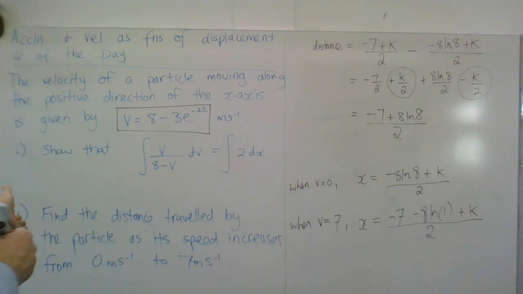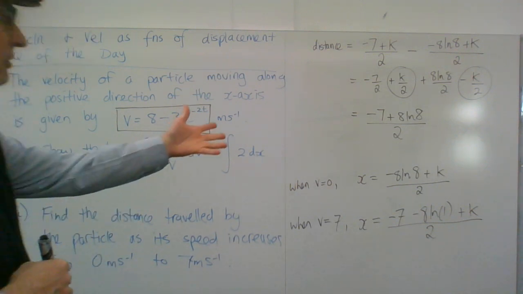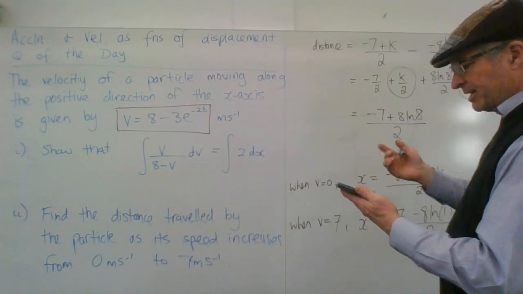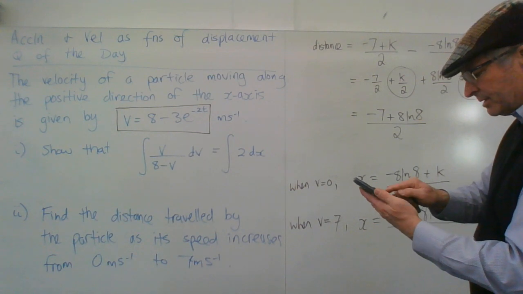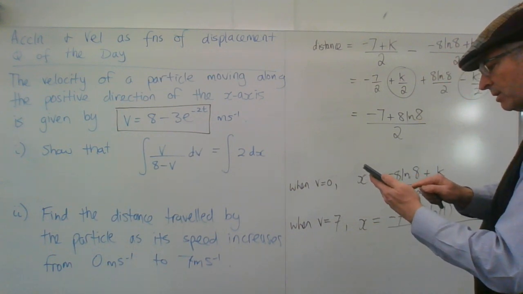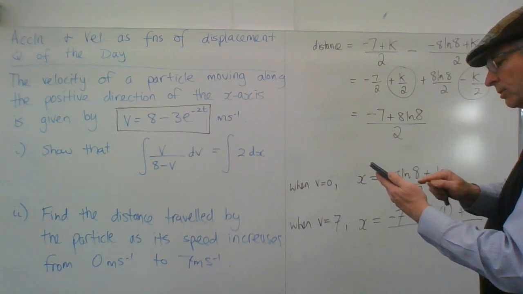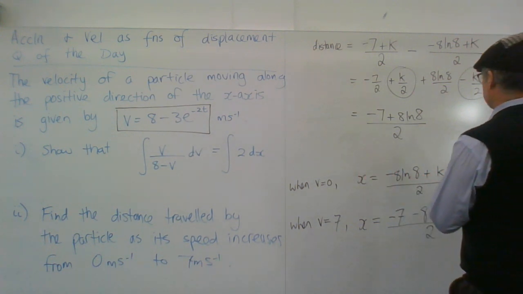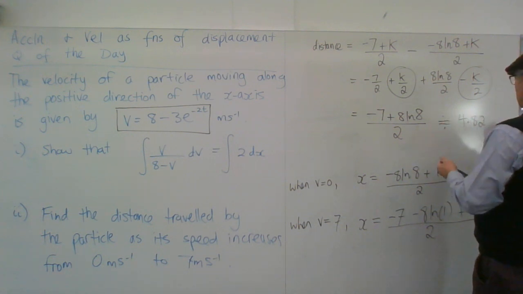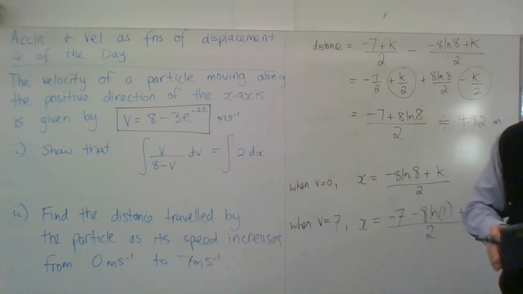Which is whatever value they want. I'm not sure; they didn't say how they wanted that answer given. Find the distance travelled. So that's fine. I'm just going to check what that might be as a decimal, just for interest's sake. 8 ln 8 minus 7 divided by 2 is approximately 4.82 metres that it's travelled.